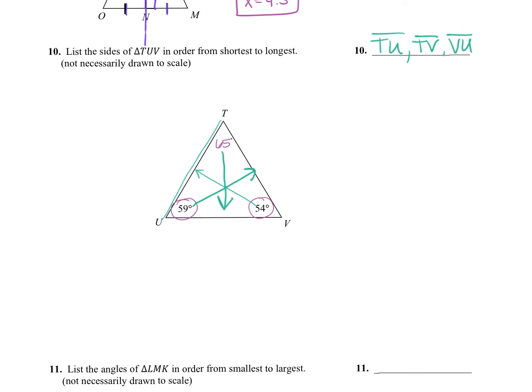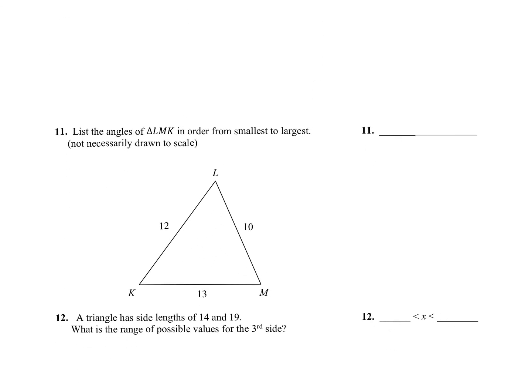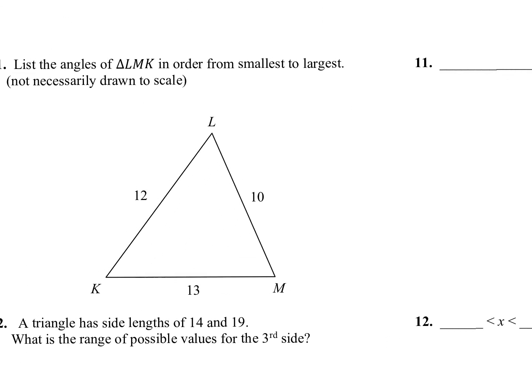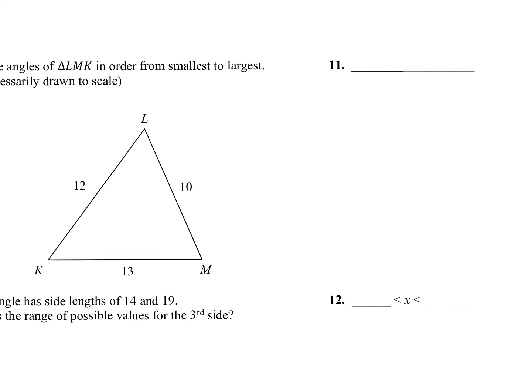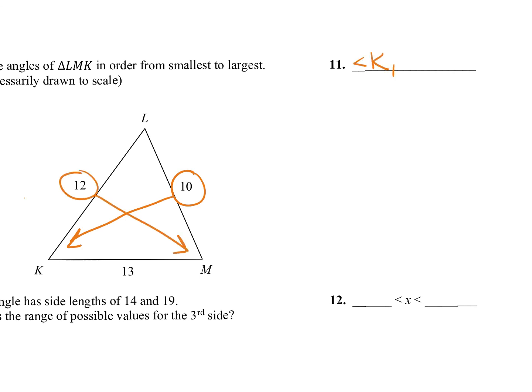Okay, then this one, you're listing the angles instead. Should all feel very familiar, right? I just changed some numbers from your quiz. What is your smallest angle? So shortest side is 10, which means your smallest angle is angle K. Then M across from 12. And then across from the longest side is the biggest angle.